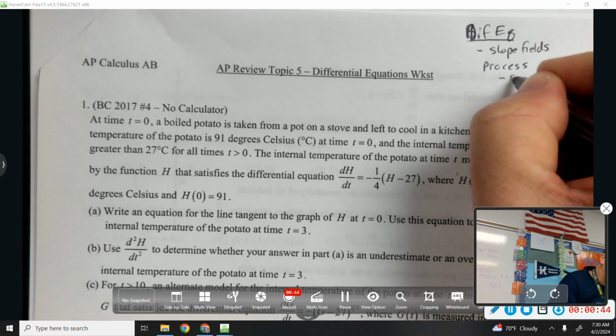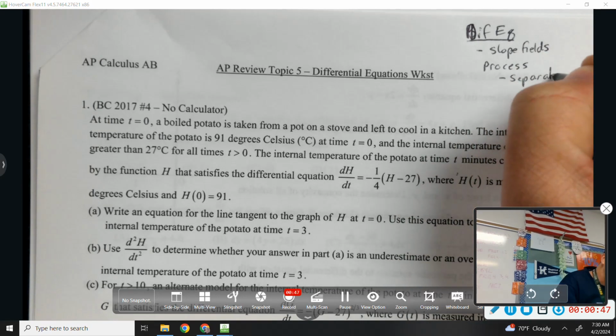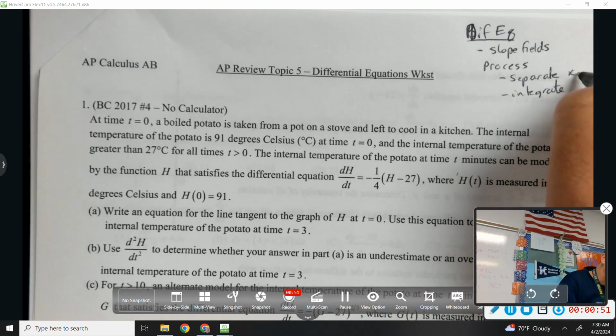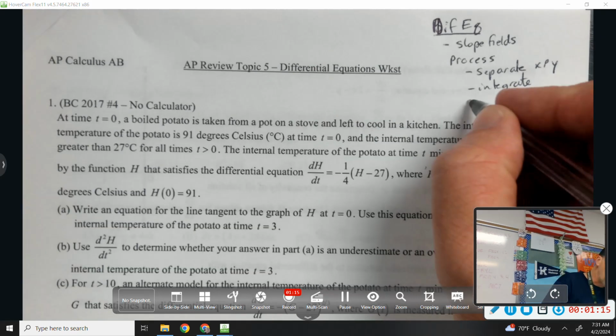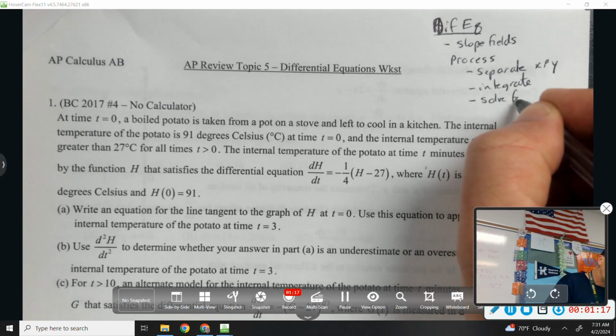And then the process, this is where we had our silly word: separate, get the x's and y's, separate x's and y's, and then integrate both sides. And then usually there's some information you can solve for C. And that was where we tried to come up with a silly word that also rhymed with separate and integrate. Algebraificate. Solve for C, acate. I don't know. Separate, integrate, solve for C.